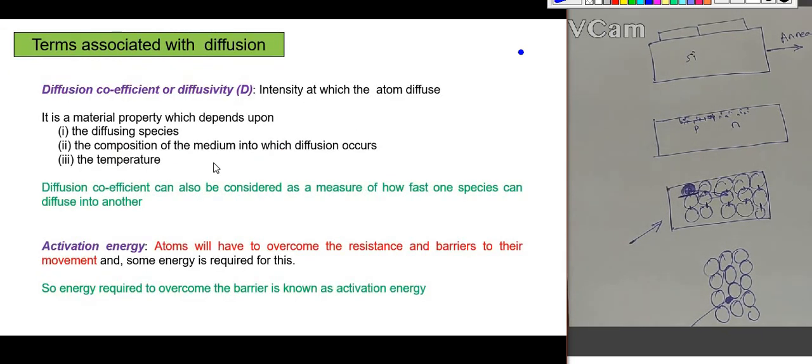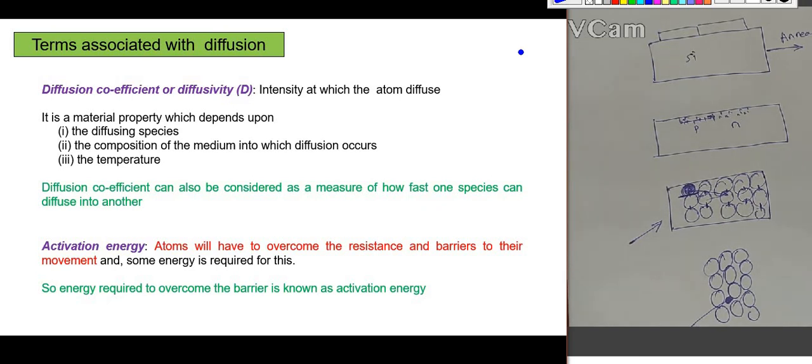Another important term is the diffusion coefficient, or diffusivity. It is the measure of how fast one species can diffuse into another. So the rate of diffusion can be represented using the term diffusivity. Then we can relate this diffusivity with thermal conductivity or electrical conductivity. I will explain that later.